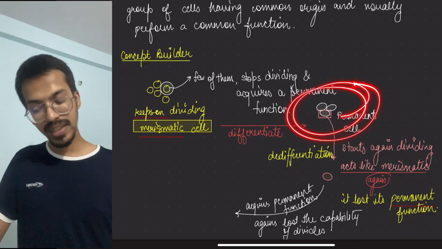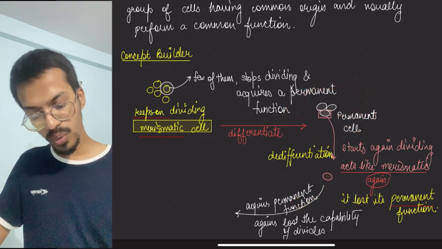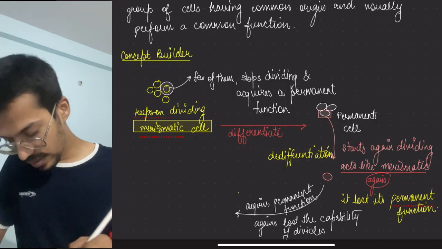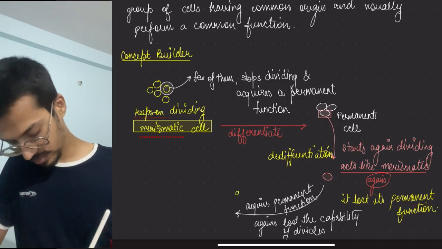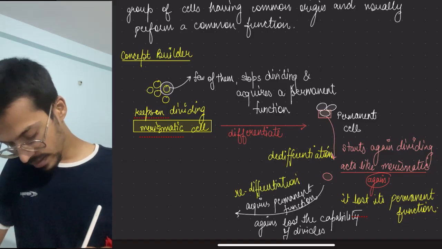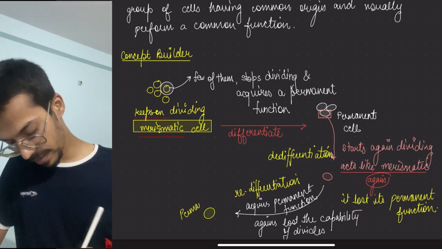If it is again getting differentiated, we will call this phenomenon re-differentiation. And now it has what? It has permanent function again. So it is a permanent cell.